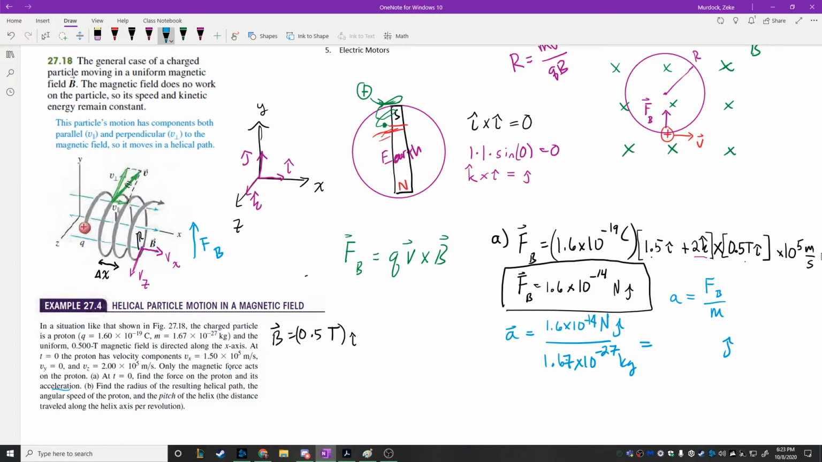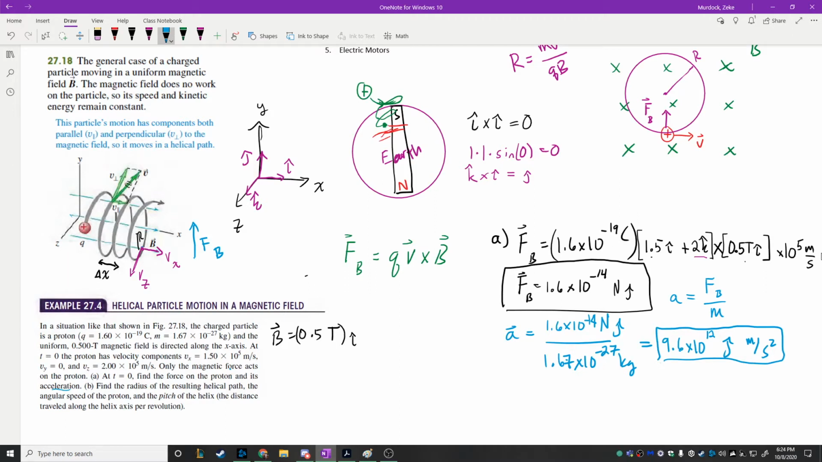Okay, what's this going to be? Can you guys calculate this for me? It's going to be pretty close to 1, times 10 to the (27 minus 14), so 13. That makes sense. So it's a little bit less than that, about 9.6 times 10 to the 12th. Thank you. And then we'll put here meters per second squared. It's a really big acceleration, right?